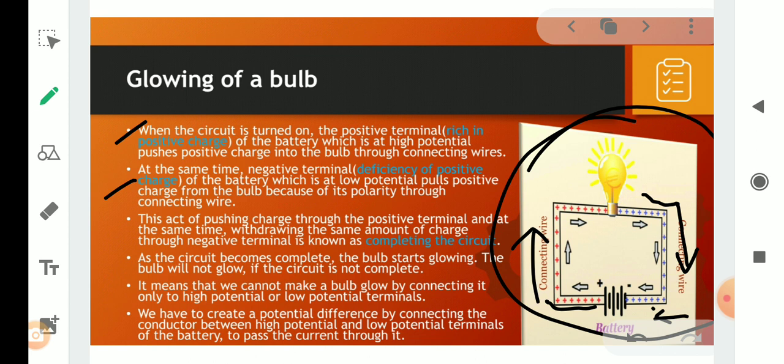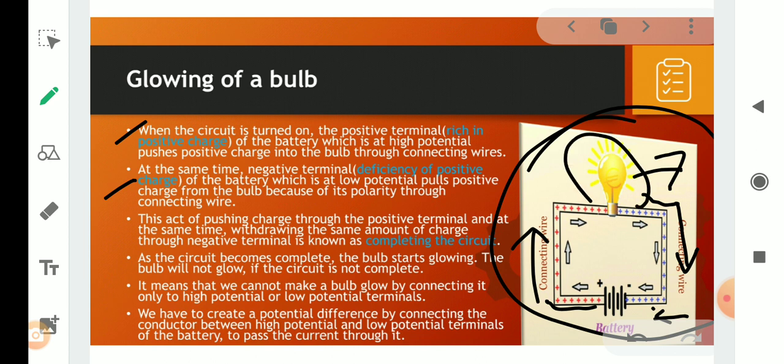So here, this act of pushing charges through the positive terminal and at the same time withdrawing the same amount of charge through the negative terminal is known as completing the circuit. By this process, the electric circuit is complete. That means it is a closed circuit, we call it.